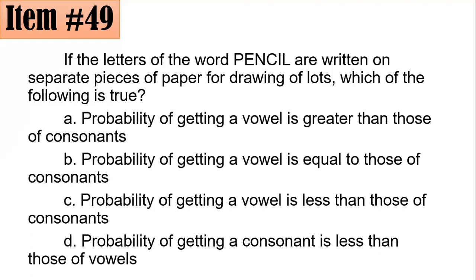49. If the letters of the word pencil are written on separate pieces of paper for drawing of lots, which of the following is true? A. The probability of getting a vowel is greater than of consonants. B. Probability of getting a vowel is equal to those of consonants. C. The probability of getting a vowel is less than those of consonants. Or D. The probability of getting a consonant is less than those of vowels.